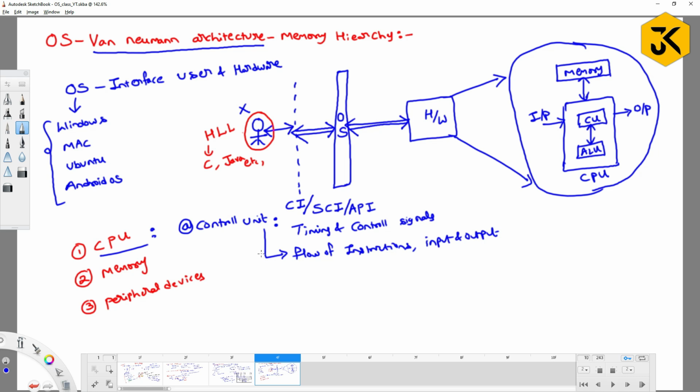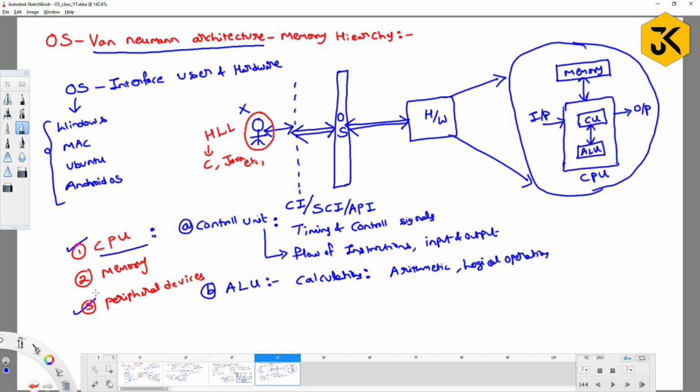In simple words, the control unit controls everything that happens inside the system. Coming to the other part of the CPU, that is the arithmetic logical unit, which is meant to perform various kinds of calculations. Those calculations can be arithmetic operations or any kind of logical operations. Right? Yes, this is all about the CPU.